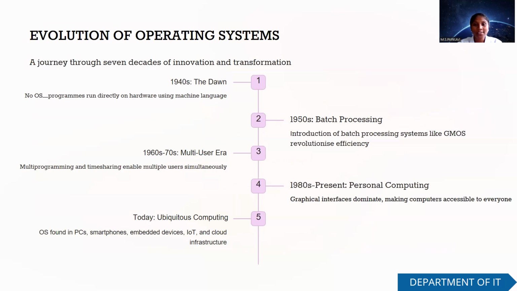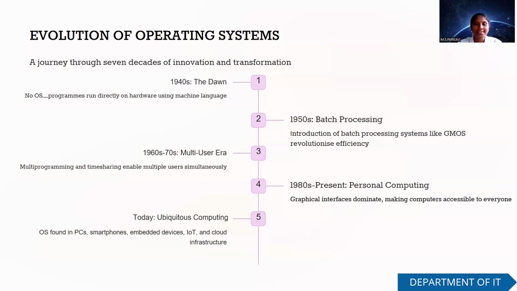In the 1940s, the operating system was introduced, and programs were run directly on hardware using machine language. Later, in the 1950s, batch processing was introduced, with systems like GMOS bringing revolutionary efficiency.